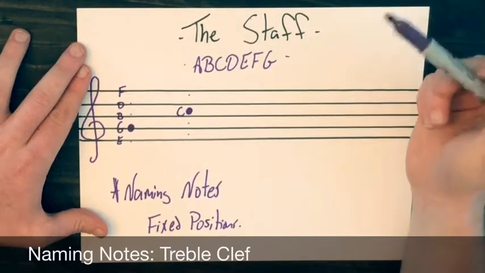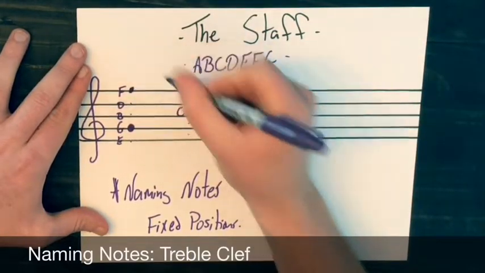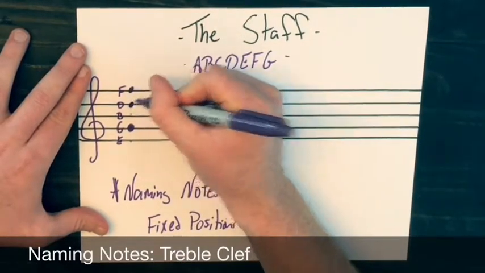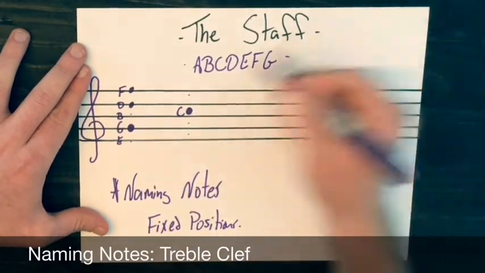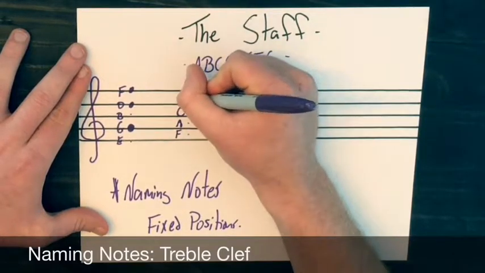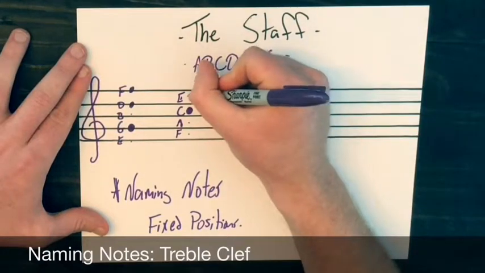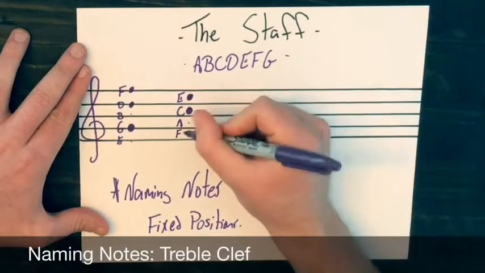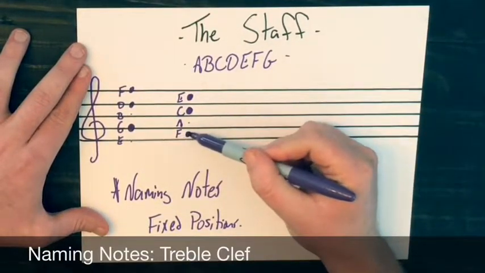Again, this is fixed position, so that means that if I were to draw a note here, that's always going to be an F no matter what. Or if I were to draw a note here, this will always be a D no matter what. In my spaces, I have F, A, C, and E. So again, if I were to draw a note in this space, that will always be an E no matter what. Or if I were to draw a note here, that will always be an F no matter what.